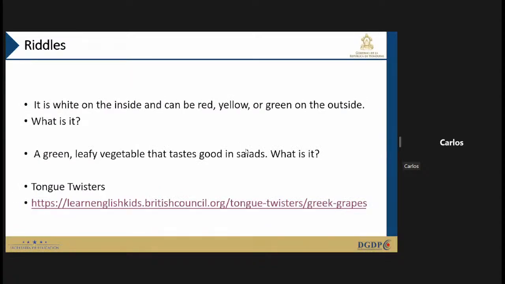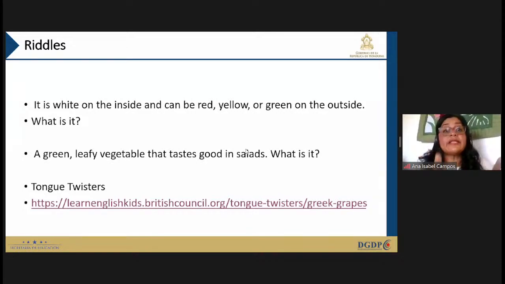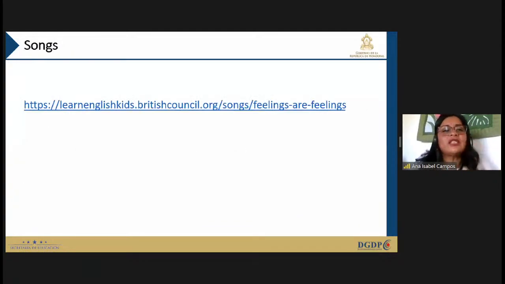Excellent. Yes, that's right. So this is, for example, a tongue twister. It's simple, but it could be Greek grapes. And then it goes very, very quickly, Greek grapes. And so I think this is something that you can use at the beginning of your lesson. Using tongue twisters is fast, 2-5 minutes, and then students are ready.